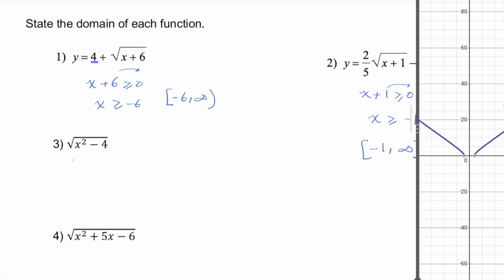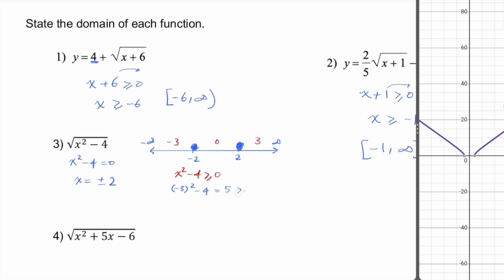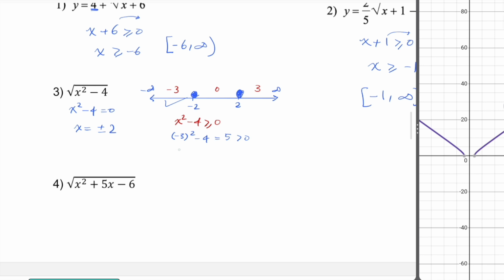For this one, I'm going to start by taking x squared minus 4 equals 0. I will get x equals positive or negative 2, and draw my number line, negative infinity, positive infinity, place negative 2, closed circle because I have an equal sign, and positive 2, also a closed circle. Take testing values, negative 3, 0, positive 3. Substitute in the inequality, x squared minus 4 should be greater than or equal to 0. So negative 3 squared minus 4 will give me positive 5, and this is greater than 0, so this interval is part of the domain.